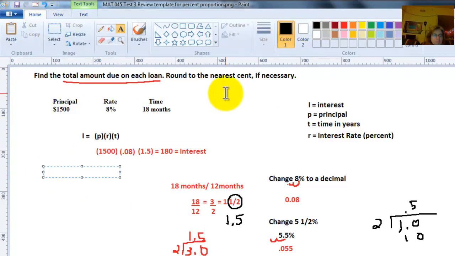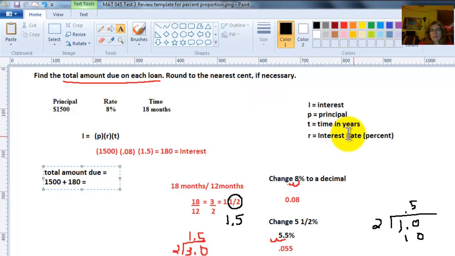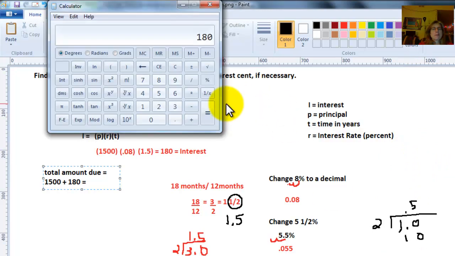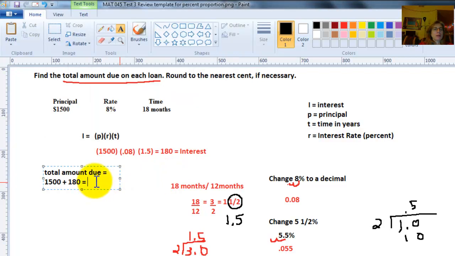We take the total amount due, which would then equal $1,500 plus the interest earned, and so that would be $180 plus $1,500. $1,680 is the total amount due on the loan.